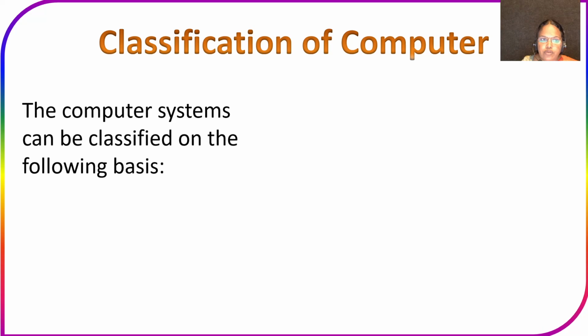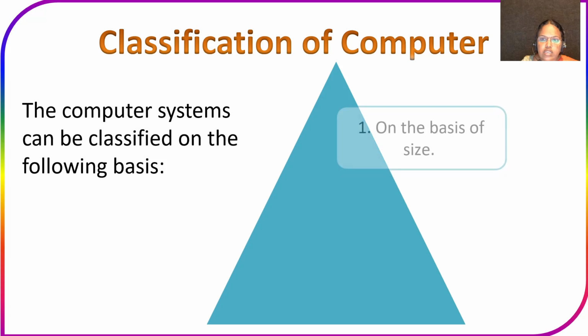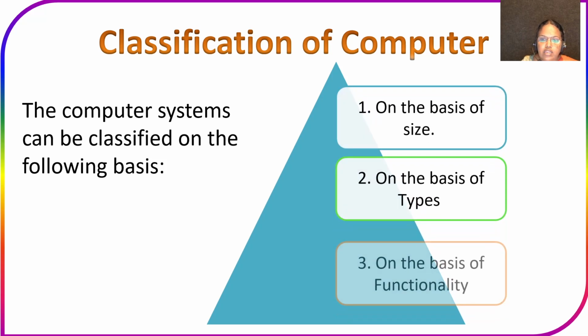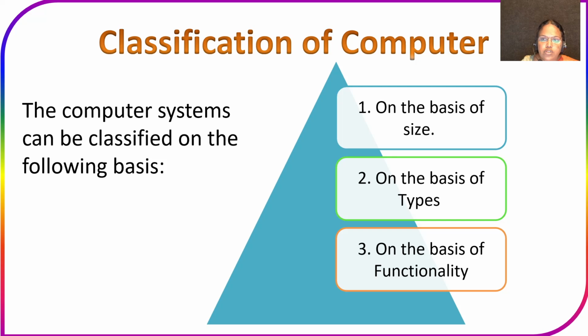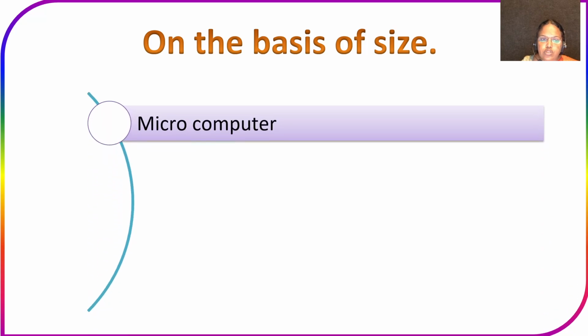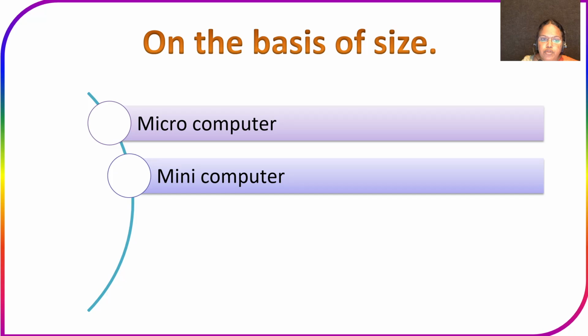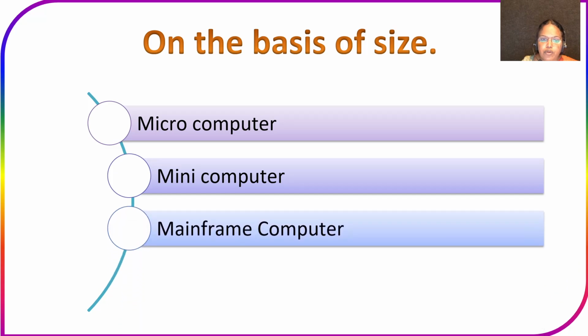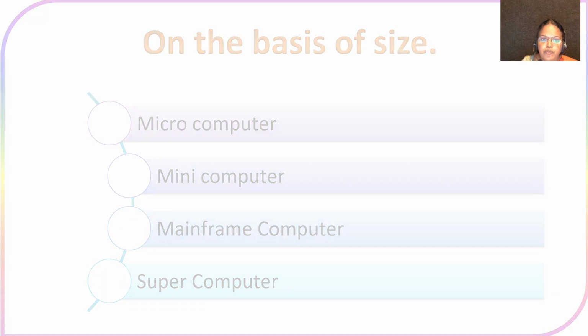Now we are going to see the classification of computers. Computer systems are classified into 3 categories: on size, type and functionality. First we are going to see the size of the computer. On the basis of size, it is classified into 4 categories: microcomputer, minicomputer, mainframe computer and supercomputer. First, the microcomputer.